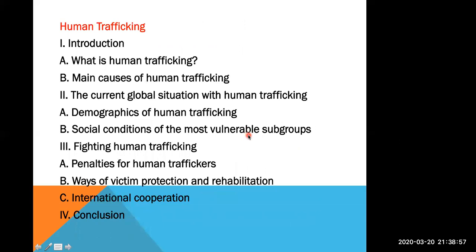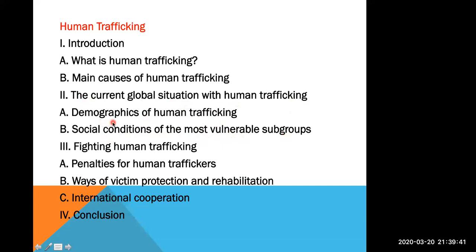And the second example is about human trafficking. If you look at this outline, you can also create your own, and your own outline might be different from this. So the researcher here introduces the definition of human trafficking and the main causes of human trafficking, why people become human traffickers, for example. So he gives us the reasons for human trafficking. In the second section, the researcher tries to show us the current global situation of human trafficking, demographics of human trafficking, social conditions of the most vulnerable subgroups.